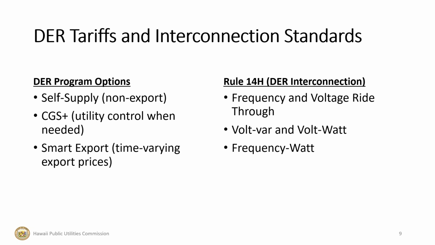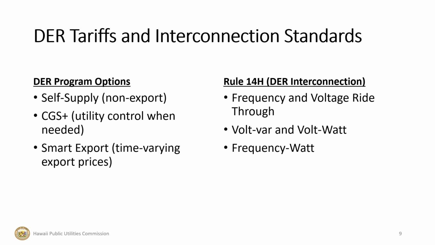But these systems also incorporate the option for the utility to control or to limit export to the grid during emergencies or in times when that would be needed. And finally, we have what we call the Smart Export Program. And this is designed for customers who are sure that they want to invest in storage. I should have mentioned, for the grid supply option, because the utility has the ability to control or limit the exports when needed, that program is set up for customers who don't necessarily want to invest in storage. But for smart export, that's primarily designed for customers who do want to invest in storage technology.